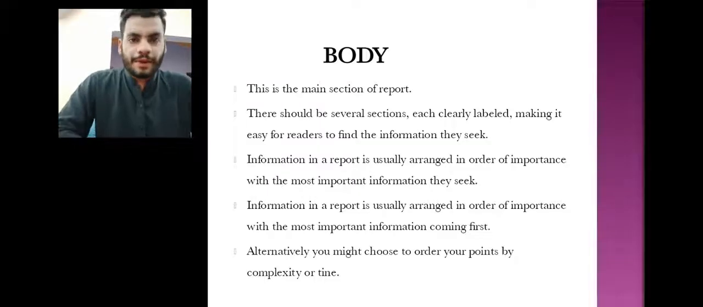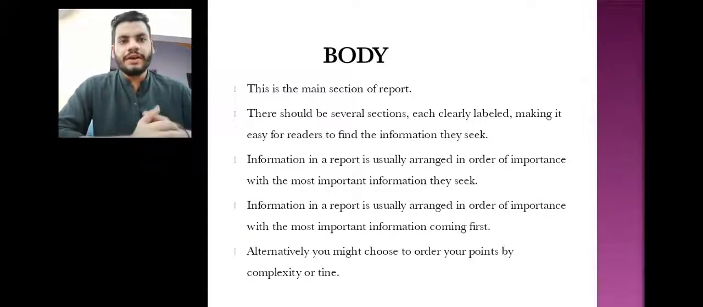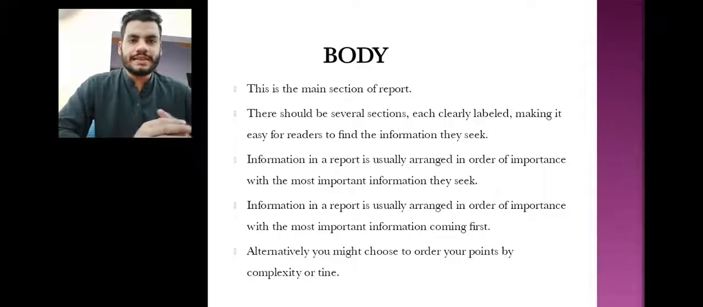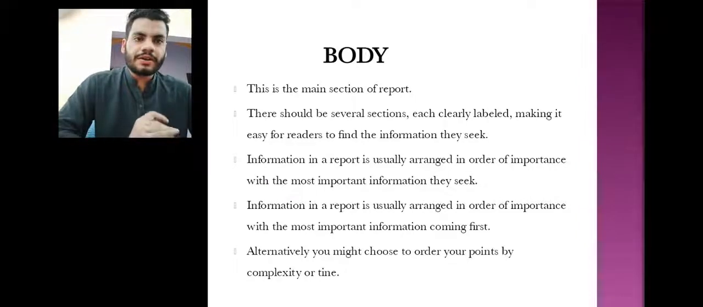A body. This is the main section of the report. There should be several sections, each clearly labeled, making it easy for readers to find the information they seek. Information in a report is usually arranged in order of importance, with the most important information coming first. Alternatively, you might choose to order your points by complexity or time.